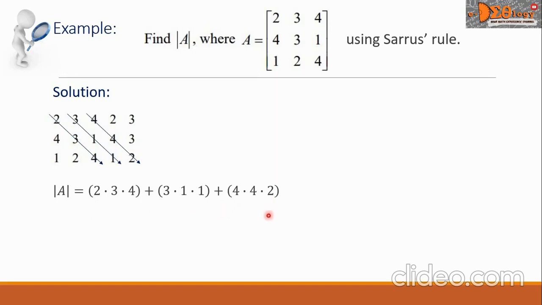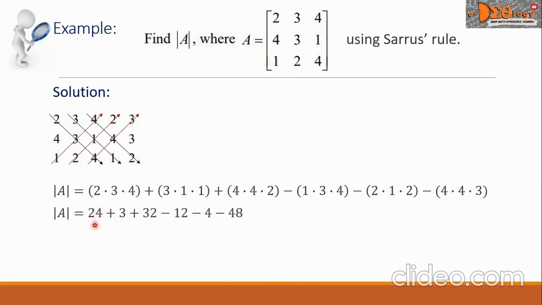Then the secondary diagonals. We will multiply respectively. So we have minus the product 1 times 3 times 4, minus the product 2 times 1 times 2, minus the product 4 times 4 times 3. We will simplify the products respectively.